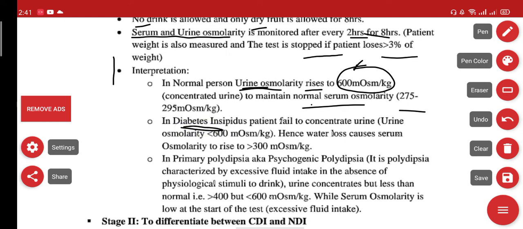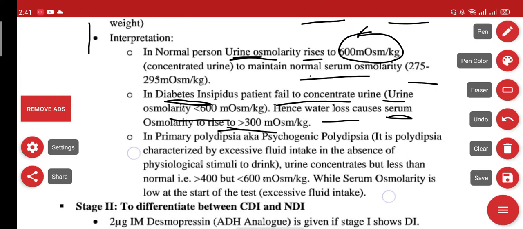However, in a patient with diabetes insipidus, they will fail to concentrate the urine, because for concentrated urine you need ADH to function. Since ADH is not functioning, the urine osmolarity will be less than 600 milliosmol per kilogram. Since water loss occurs in these patients, the serum osmolarity will rise to about 300 milliosmol per kilogram.